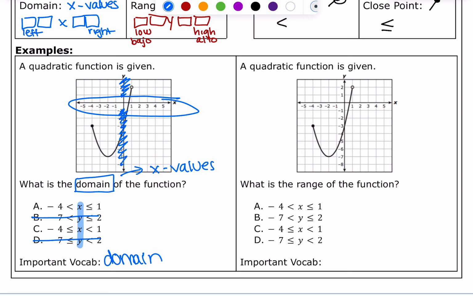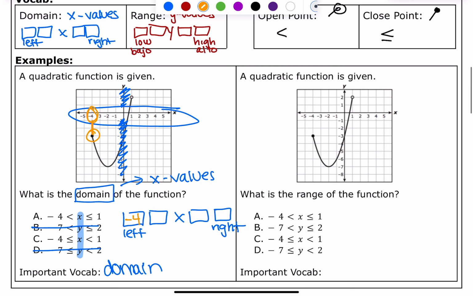I don't need them. If I'm looking at box, x, box, I have left, I have right. My left number is going to be -4, and that is a closed point. So it gets this symbol right here. Now, if I look at my right number, 1, I know this is an open point, so it gets this symbol. Boom, that's my answer. So I know I'm looking for -4 and 1. I have -4, I have 1. Okay, both of those are good.